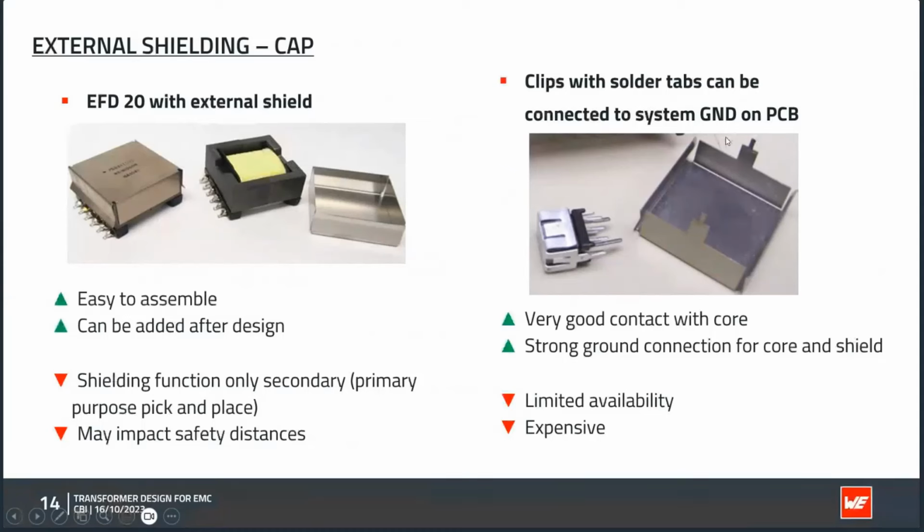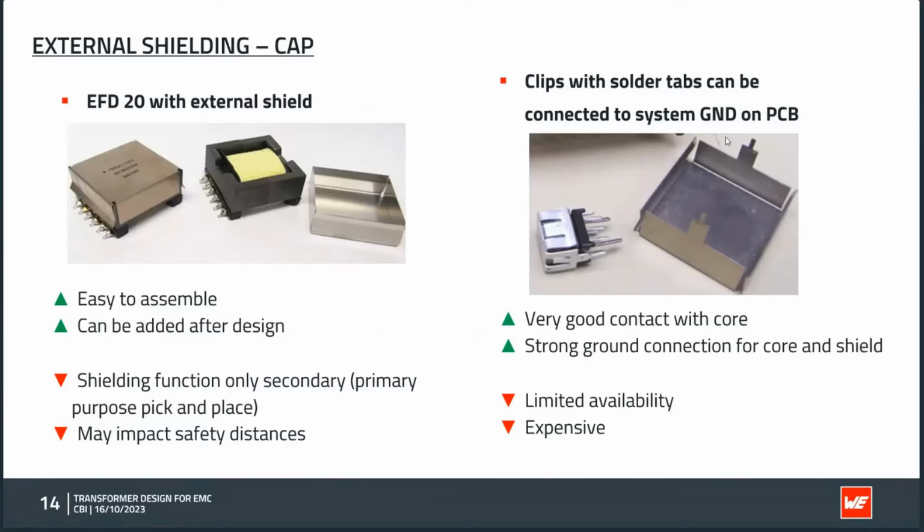An even better solution would be to use an external cap for shielding. So here you see, for example, an EFD20 transformer. It is 20 millimeter wide. The EFD shape means that it is very flat. And on this package, we have by default a metal cap on top. The main reason is not for EMI purpose.